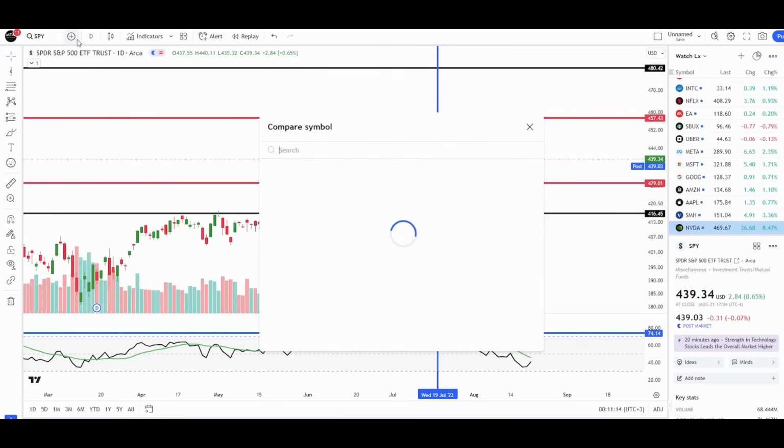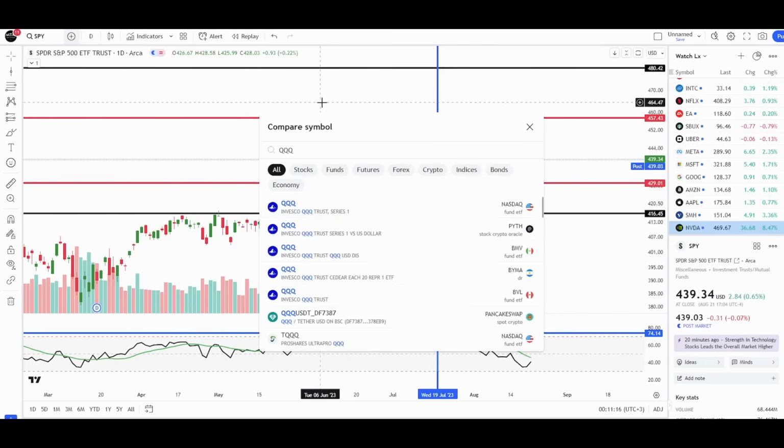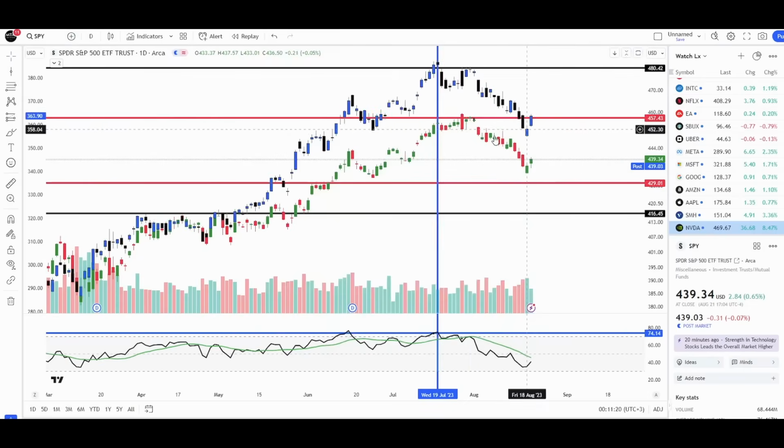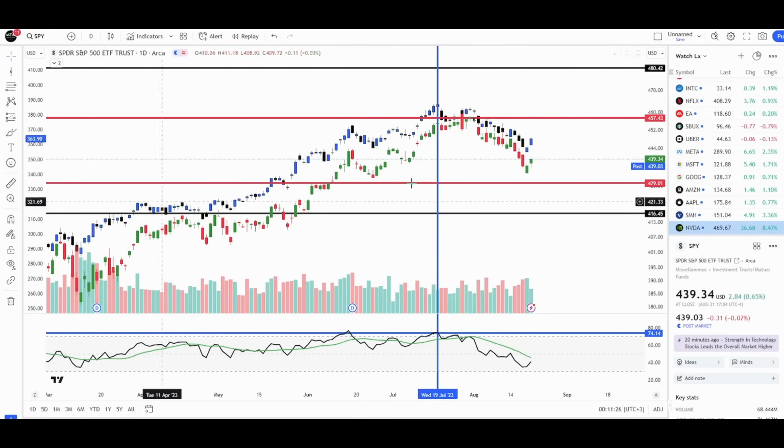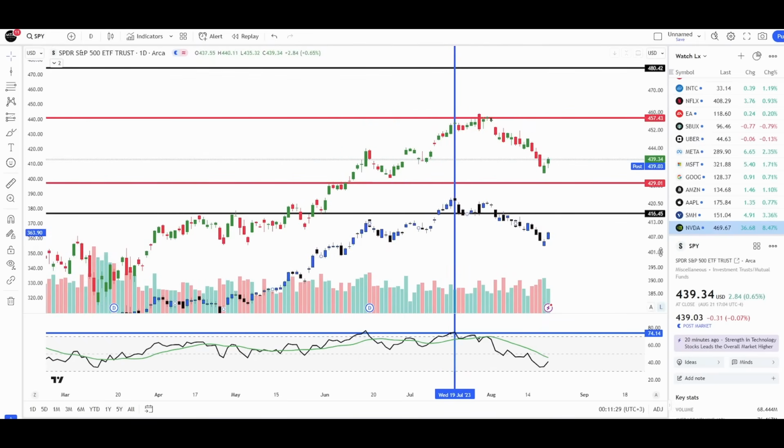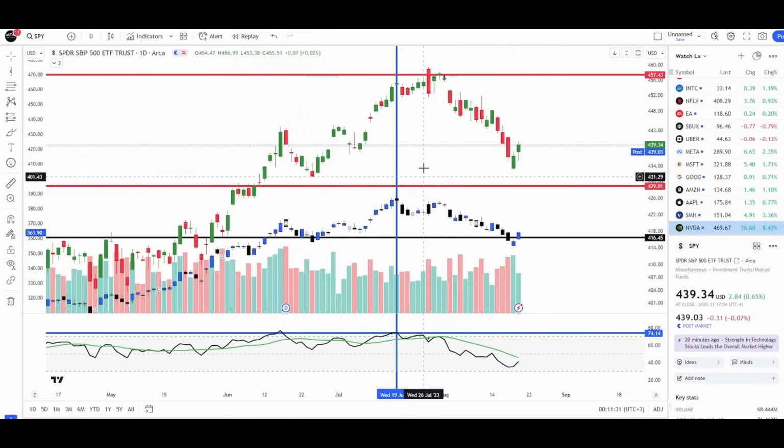Let's add it so you guys can see. Let's add the NASDAQ. Type in triple Qs. Here, new price scale. Let's add it as a new price scale. I already changed the color on this chart to blue and black. Okay, here it is. This is the NASDAQ. And what do we see with the NASDAQ?